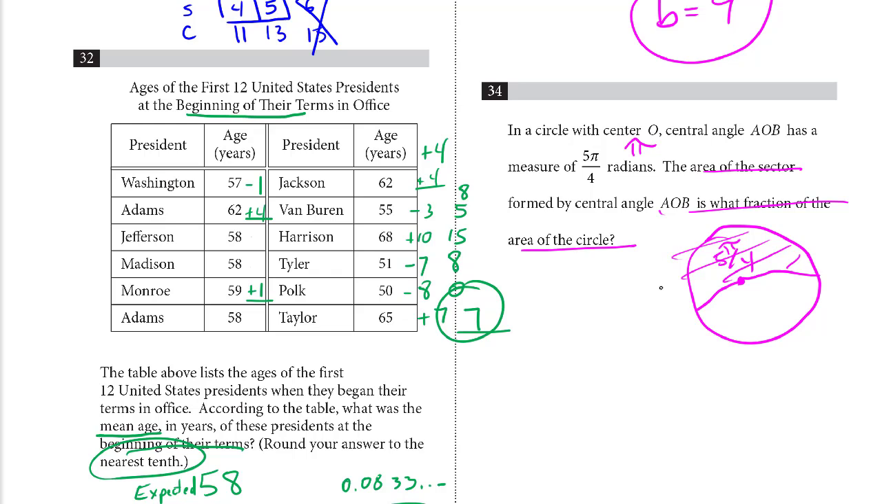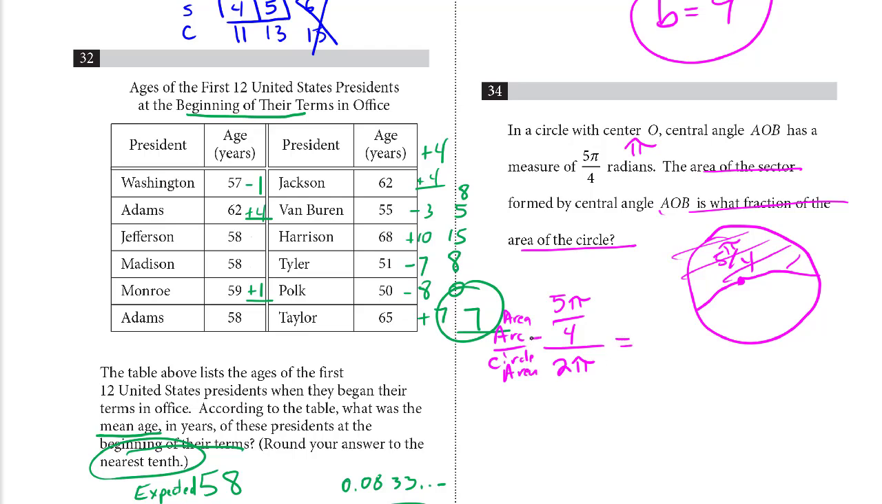So how do we do this? Well, remember, the area of the sector to the area of the circle is equivalent to the central angle of the sector divided by a full rotation of the circle, which is 360 degrees, or in this case in radians, 2 pi. So my fraction is simply 5 pi over 4 divided by 2 pi. That's essentially my sector area to my circle area.